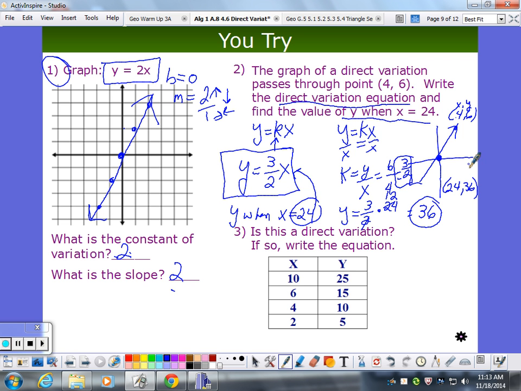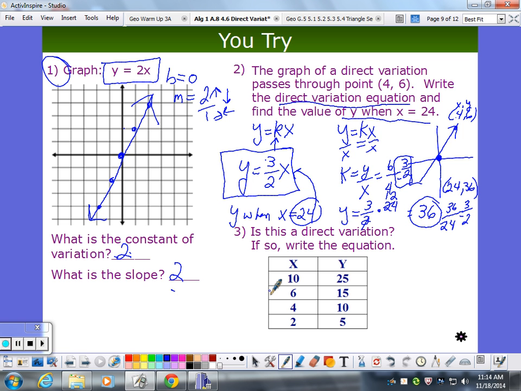A little test. What should I get if I do y over x? 3 halves. Do I? That's 36 over 24. It has a common factor of 12, doesn't it? 36 divided by 12, 24 divided by 12, there we go. Right, it should always work that way. Y over x is going to be the same for all of them.